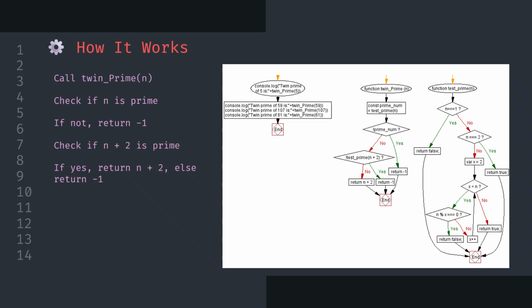We follow a linear set of checks here. First, we verify if the number is a prime. Then we look 2 numbers ahead. If both are prime, we return the twin. Otherwise, we return a -1. It is a clean and direct approach for verifying twin primes.